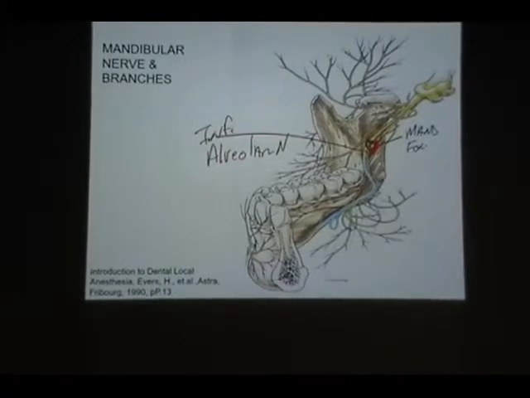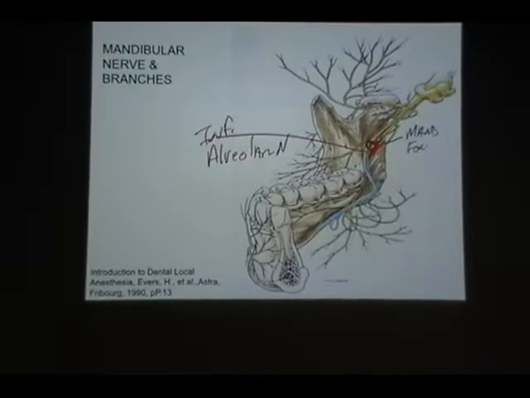What's the ridge called? Mylohyoid line, or the internal oblique ridge, okay? And what's that indentation? I think we can probably see that here. Yeah, maybe, if you get the right light.